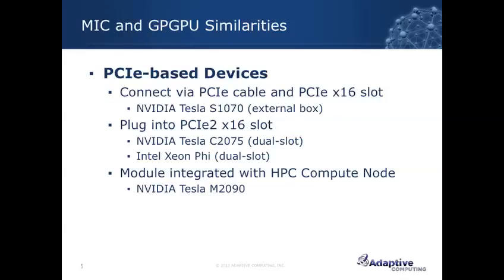First of all, I wanted to highlight the similarities between GPUs and MICs, and how they're different after that. The similarities are, first of all, they both connect through a PCIe interface, and it basically integrates directly into your HPC compute node module. So you have the NVIDIA Tesla S-Series and the C-Series, as well as the Xeon Phi, that fall into these two different categories, and then the Tesla M-Series here.